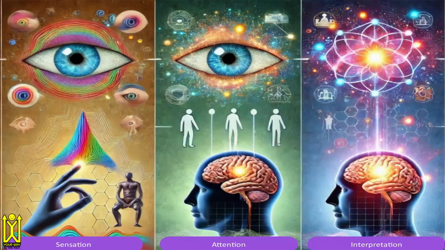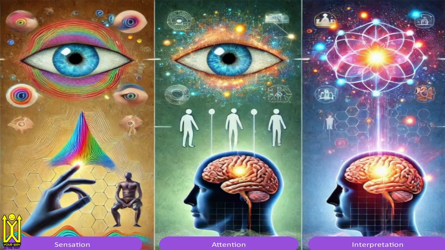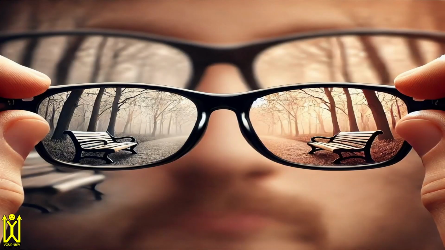Step 2, attention. This is where your brain decides what to focus on. It will not focus on everything in the environment, so not all the information in that environment will get picked up at that time. Step 3, interpretation. This is where your brain assembles the information to form a complete picture. And here's the twist. Everyone's picture can look a little bit different.